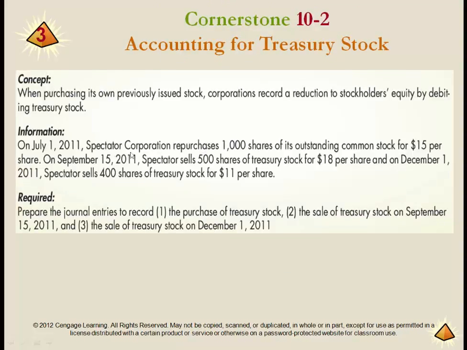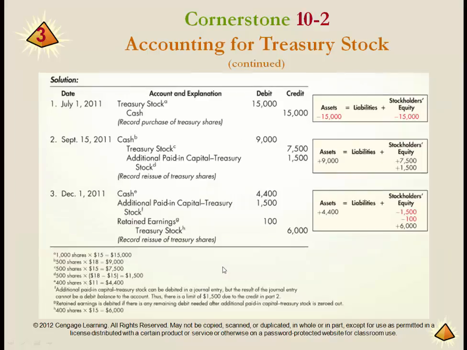So how does it look? You might pause the slide here, but what this really is, it's talking about how they account for treasury stock and what we do. And we're going to look at the journal entries on the next slide. We're going to look at the purchase of treasury stock, the resale of treasury stock, and another sale of treasury stock. So you have one purchase and two sales. So let's take a look.